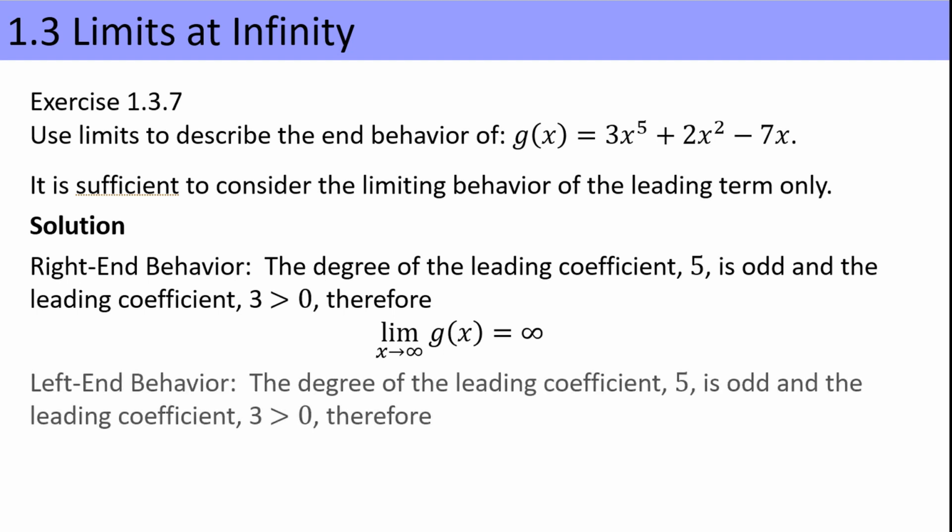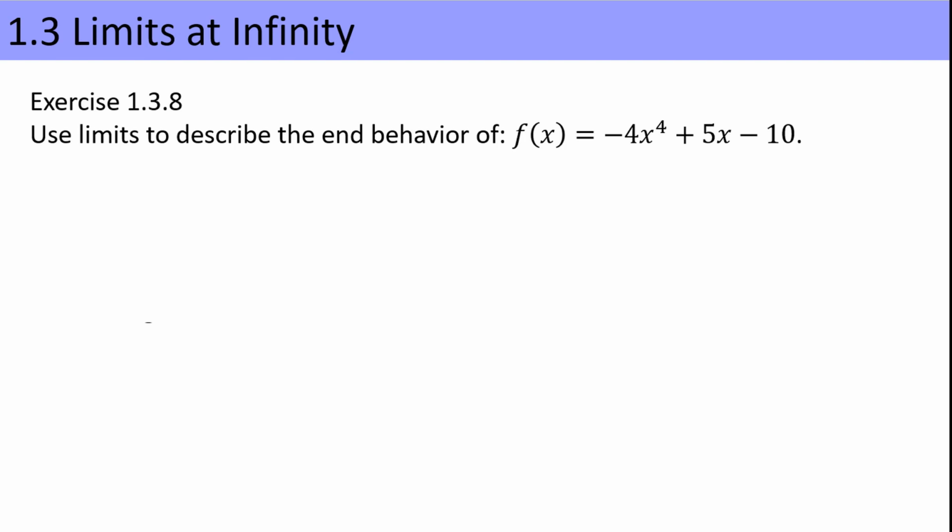Left end behavior. The degree is 5, which is odd, and the leading coefficient 3 is positive. Therefore, the limit as x approaches negative infinity of g of x equals negative infinity. That was fun. Let's do another one.